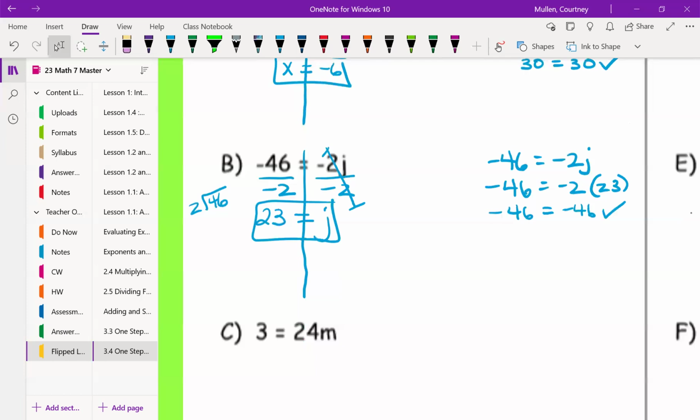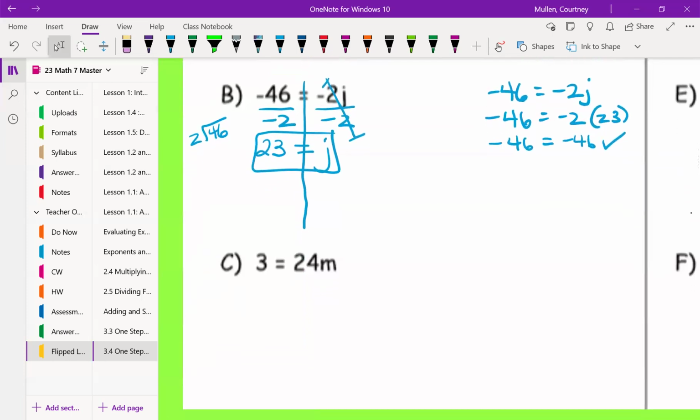Now let's take a look at C. What do you think the most common wrong answer to C is? Did you think it was 8? Yeah, 8 is the most frequent wrong answer. So a lot of students just look at 3 and 24 and think, oh, 24 divided by 3 is 8. But let's actually see what happens here. What are you solving for? M. What's being multiplied by the m? 24. So what do we have to divide by?